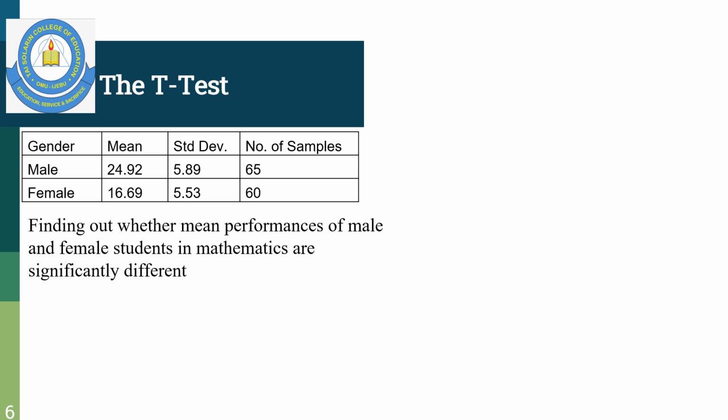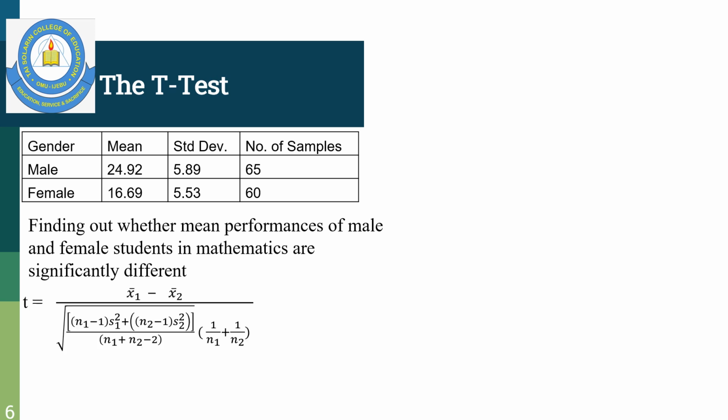To solve this, we are going to use the formula t equals mean 1 minus mean 2 all over square root of [(n1 minus 1) s1 squared plus (n2 minus 1) s2 squared, all over n1 plus n2 minus 2], times [1 over n1 plus 1 over n2].